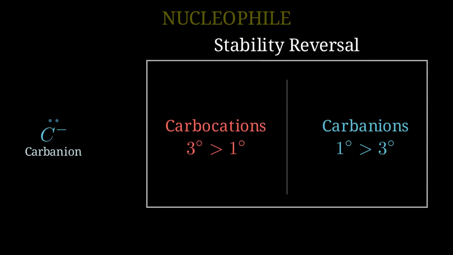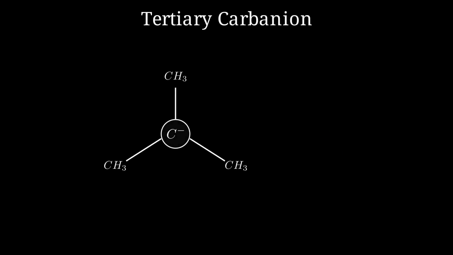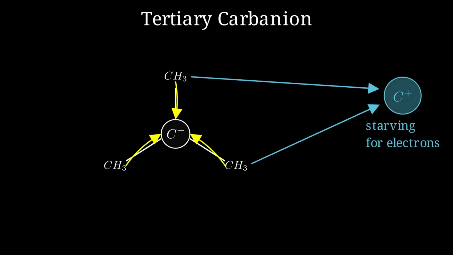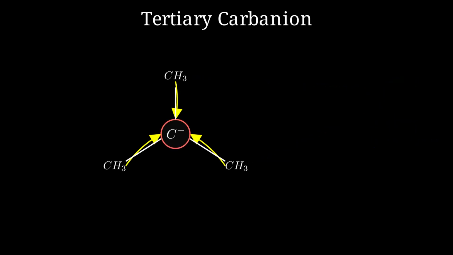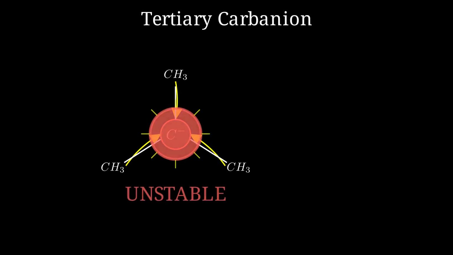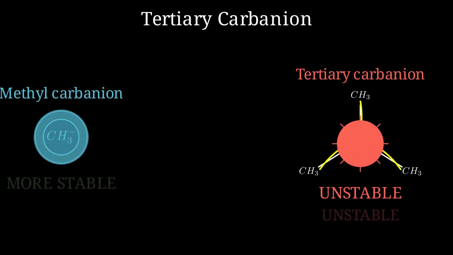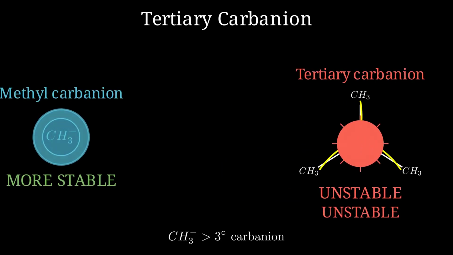But notice something interesting. The stability rules for carbanions are the exact opposite of carbocations. Remember how alkyl groups push electron density? That's great for a cation that's starving for electrons. But for a carbanion, which is already overburdened with negative charge, having neighbors push more electrons toward it is like trying to put out a fire with gasoline. Therefore, a methyl carbanion is actually more stable than a tertiary one.